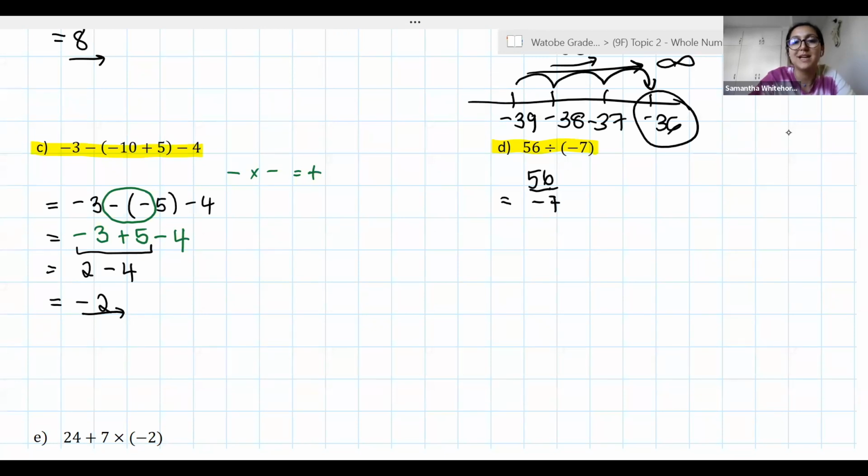And what I mean by that is if we've got a positive value, so 56, divided by a negative value, we are going to get a negative answer. And so exactly, positive 56 divided by -7 is -8 because we have a positive divided by a negative. And so once again, you really need to be careful with your signs.